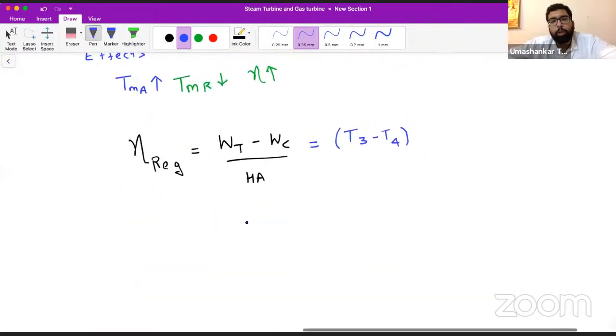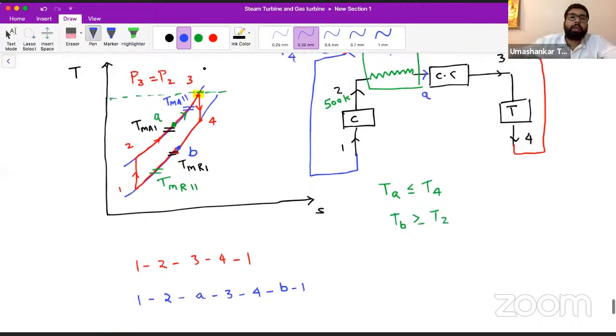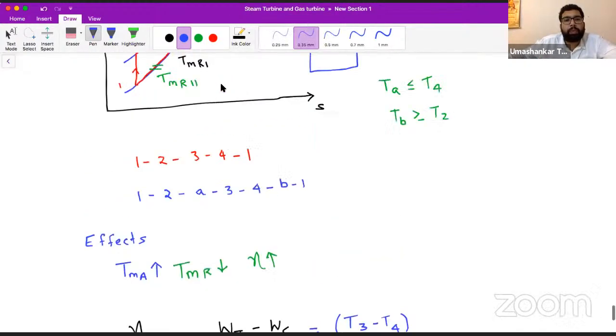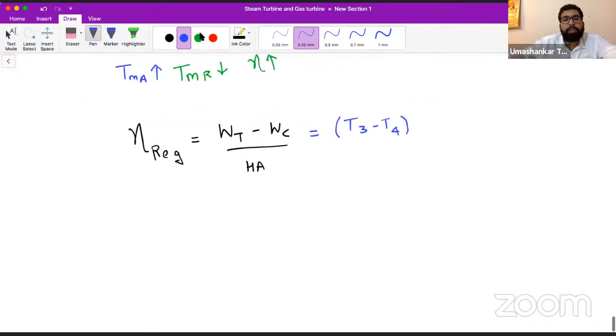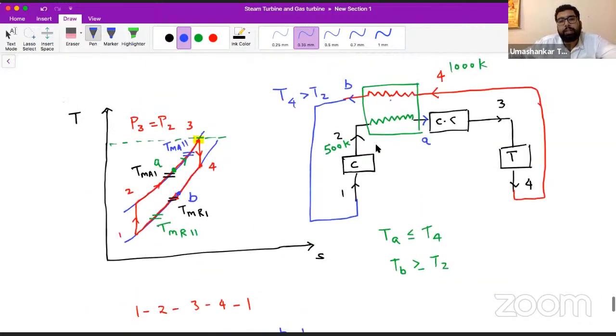All right, so we are writing the turbine equation. It is between 3 to 4, so H3 minus H4. If I convert it in terms of temperature, it becomes T3 minus T4, and the compressor work becomes T2 minus T1. As we can see, there is no change in the compressor work and in the turbine work, but the heat addition changes.